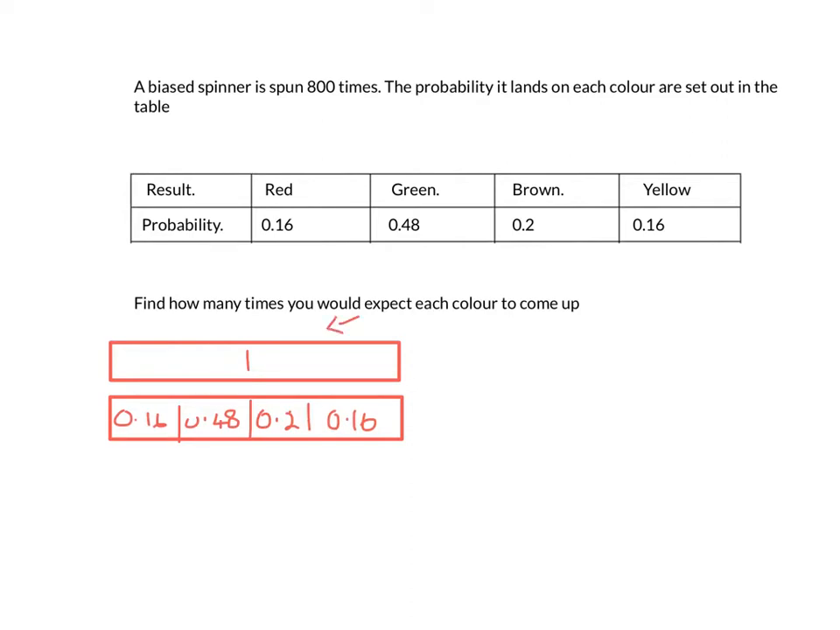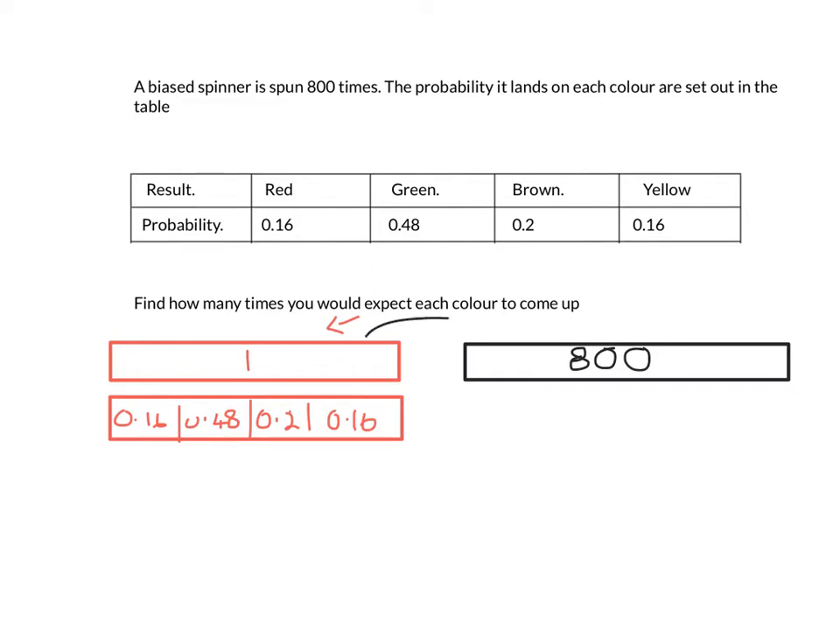We're not spinning it once, we're actually spinning it 800 times. So I'm going to explain to you why we do what we need to do next. What we're actually doing is we're going to do it out of 800 times, not once. Well, you need to think, how do I get from 1 to 800? Well, I'm timesing by 800. And that's actually what we do to the rest. All these numbers need to be in the same proportion as they are when we're just playing once.